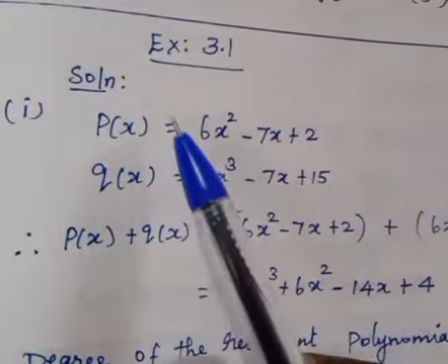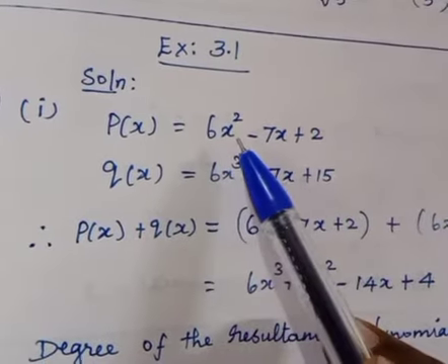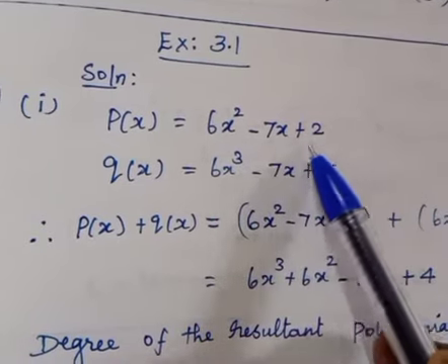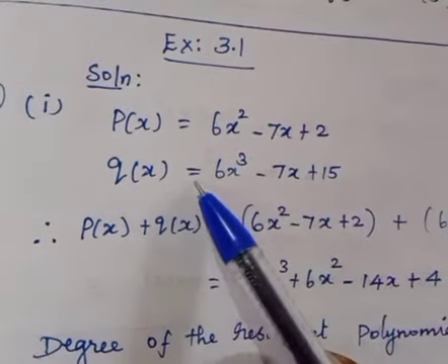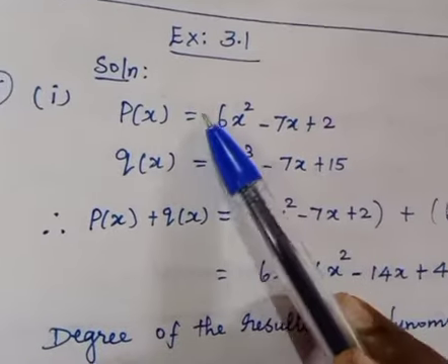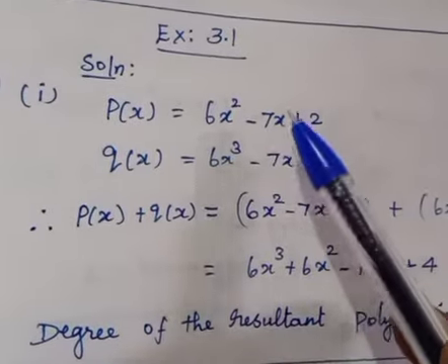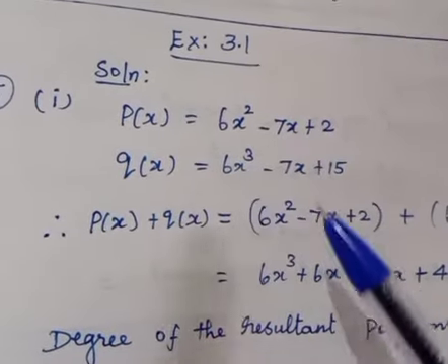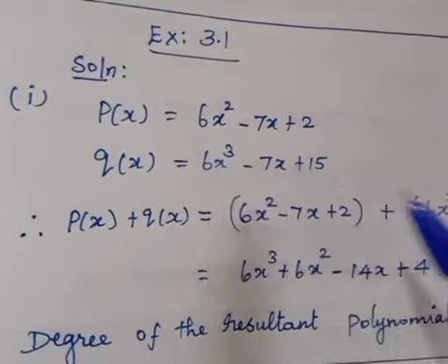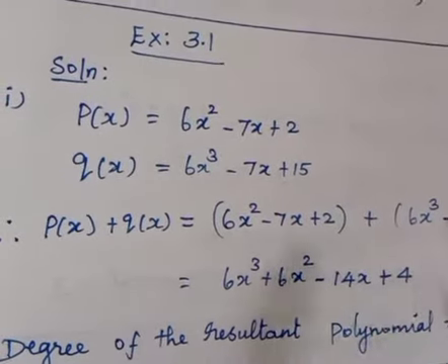Listen students, first you write the given polynomial. p of x is equal to 6x square minus 7x plus 2. Q of x is equal to 6x cube minus 7x plus 15. We have to add these two polynomials, that is p of x plus q of x. First you have to write p of x plus q of x, with the polynomial q of x value. Now you have to add.